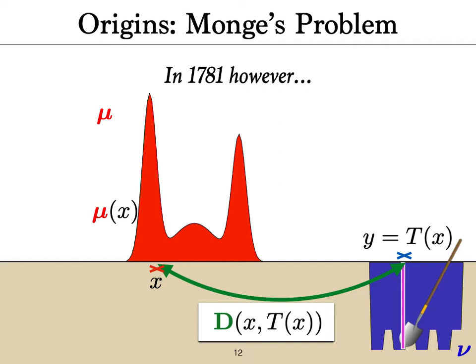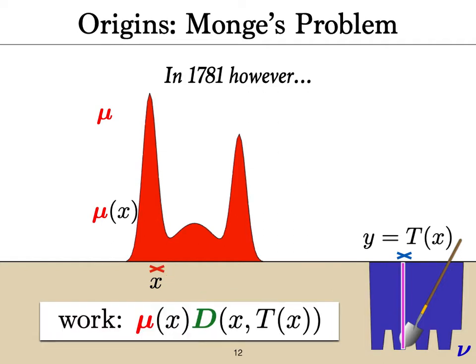Now, of course, the further away that point is, the more work is involved. But Monge does not forget the fact that you also need to multiply that distance by the mass. If you have to bring 1 kilo, it's not the same as if you had to bring 2 kilos. And so Monge makes the assumption that the cost or the work here is basically proportional to the distance times the amount of mass, mu of X.